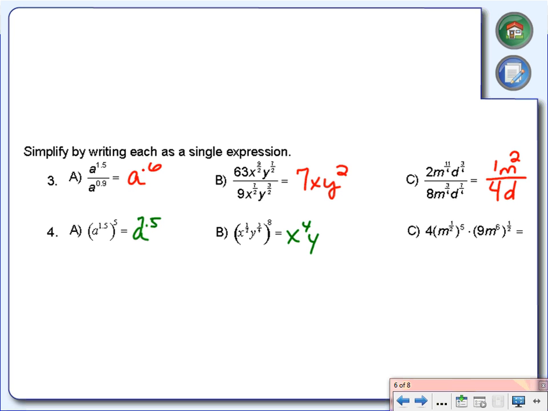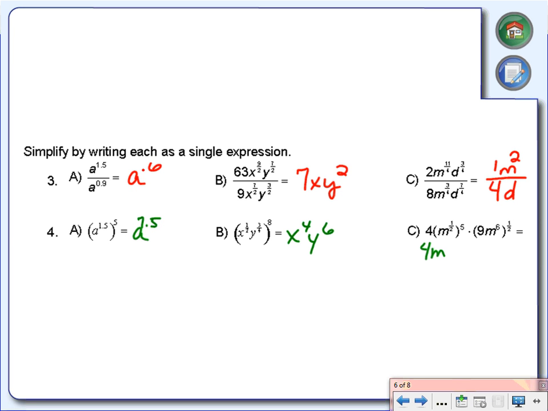Do the same thing for your y's. Multiply the exponents. 3/4 times an 8. What is 3/4 times an 8? 6. So we end up with x to the 4th, y to the 6th. See, a little tricky here. Let me go ahead and start over here. I'm going to multiply the exponents. 1/2 times the 5. What is 1/2 times the 5?